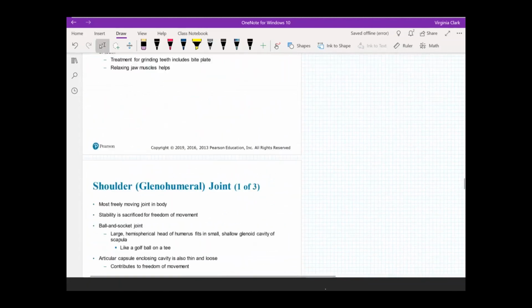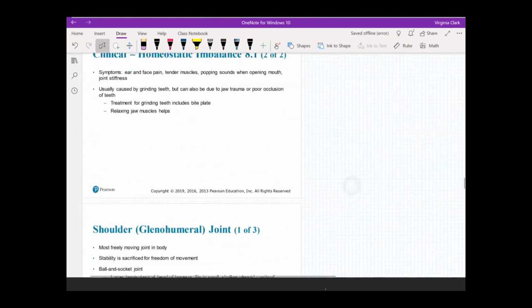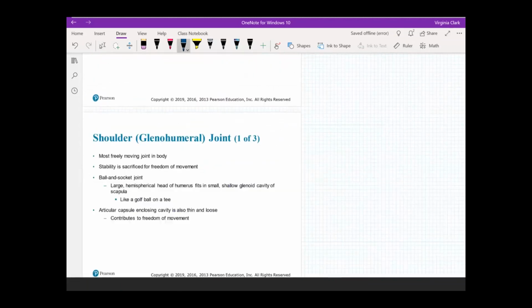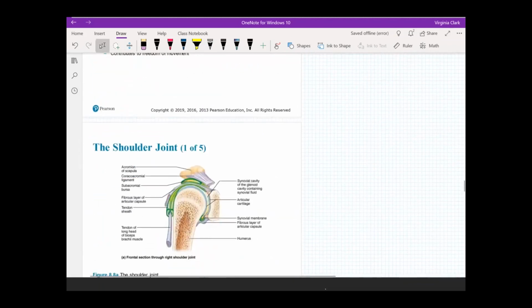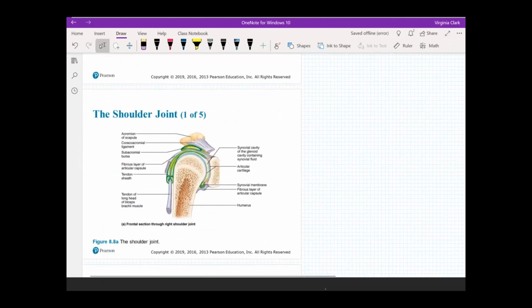The next thing we're going to talk about is the shoulder joint. So we've got the temporomandibular, then we've got the shoulder joint. And what's interesting about the shoulder joint is that this is going to be the most freely moving. You have the most range of motion with this synovial joint. So this is the one that's most freely moving. It is a ball in the socket. It's not the main ball in the socket, but it is a ball in the socket.